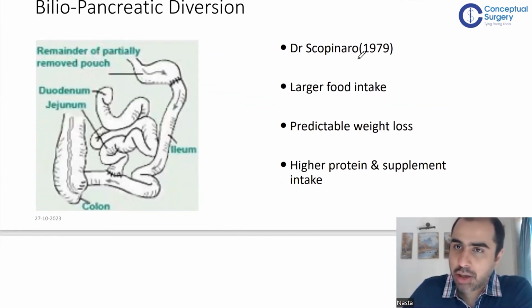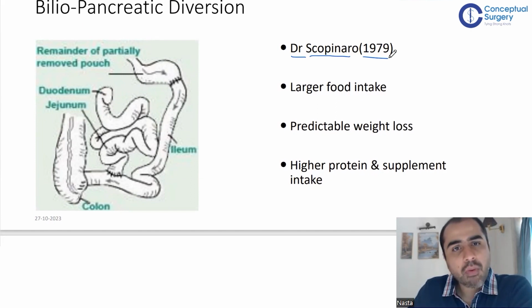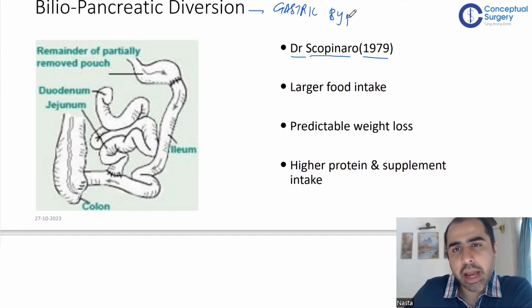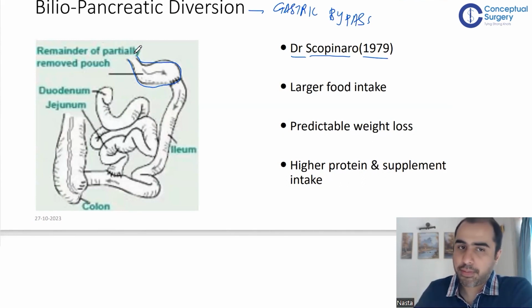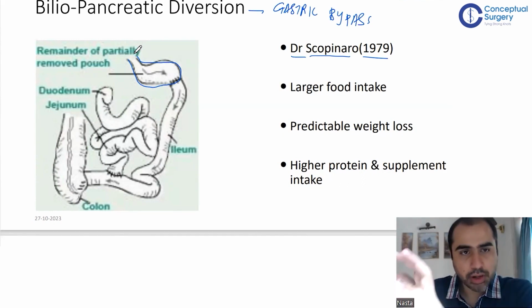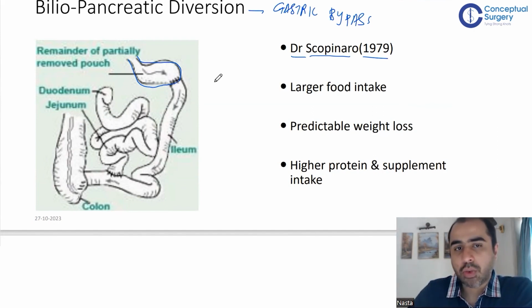This was one of the original bariatric procedures given by a doctor called Nicholas Scopinaro. He recently died last year. What he did was a kind of gastric bypass. So what he would do is divide the stomach into a proximal half and a distal half. The distal half he would bypass. So the distal stomach, duodenum, jejunum, he will bypass. He would divide the ileum and join it to the stomach. So what he is doing here is a gastro-ileostomy.